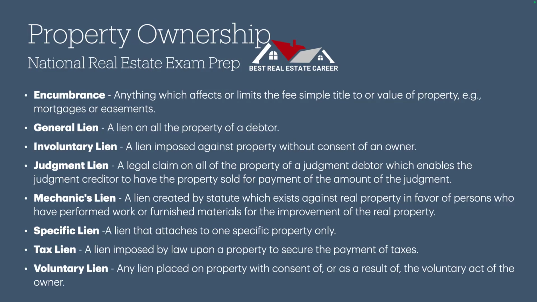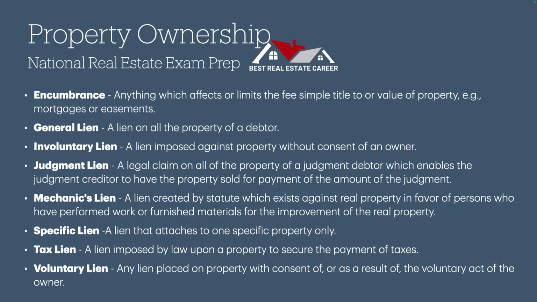The other one that we have is a judgment lien. So a judgment lien would be a legal claim on the property. All right. So the judge goes through here and they create a judgment. There's a judgment, and the judgment maybe is to have the property sold for payment of the amount of the judgment. So they're saying, hey, you owe X amount of dollars. And so they put a judgment lien on the home so that when the home is sold, that money comes off of the home to pay the judgment.